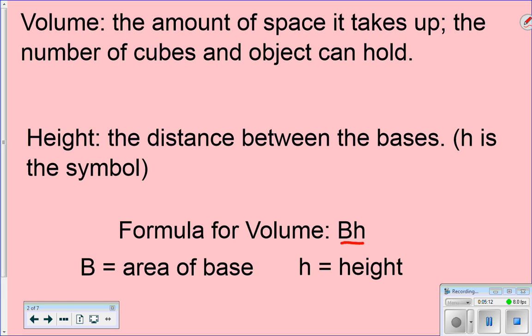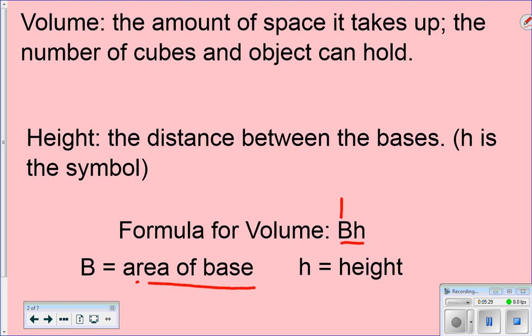So here's the thing that's different. My b is capitalized, okay, and there's a reason for that. Because when we talked about a little b, we were just talking about the base times the height. Remember when we did that for area? Okay, so this is different. A big B means something else. It means the area of the whole base.